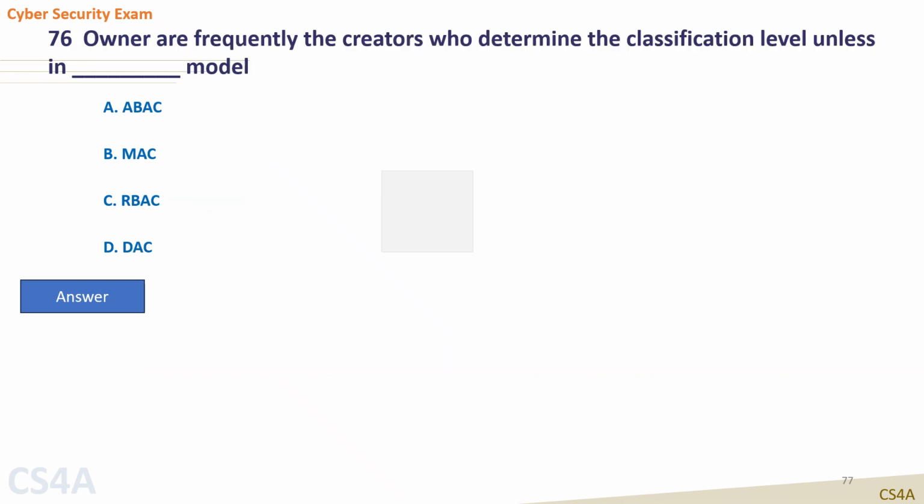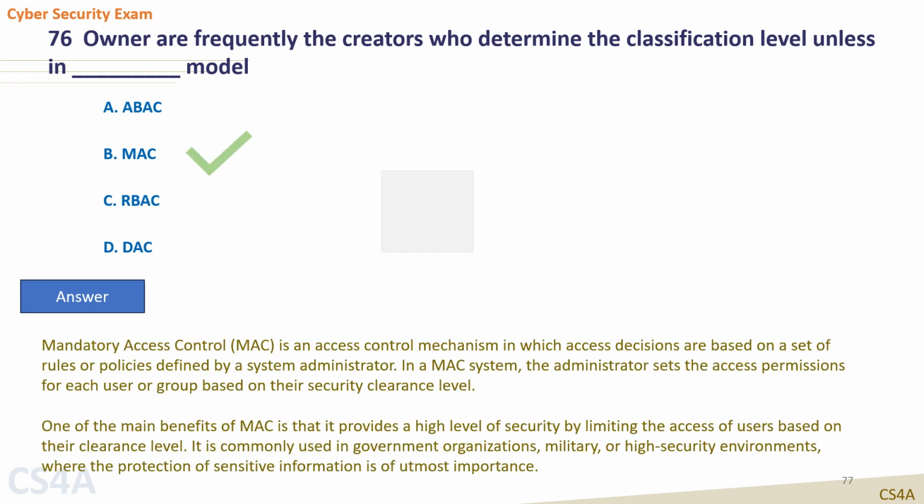So here the question is, owners are frequently the creators who determine the classification level unless in a dash model. So here the keyword is unless. So out of these four options, which one is where the owners are not allowed to determine the classification level? So option B is the correct one, mandatory access control.